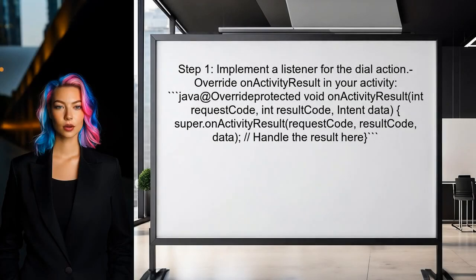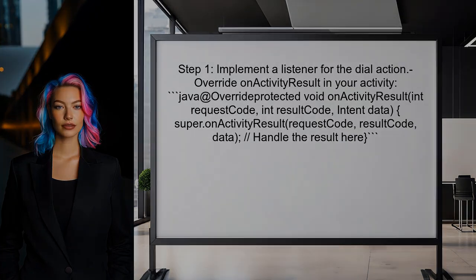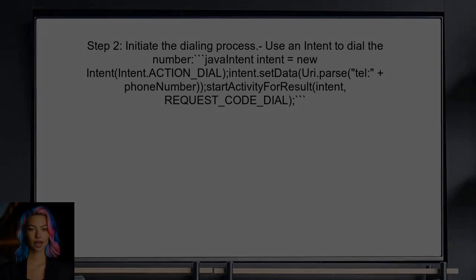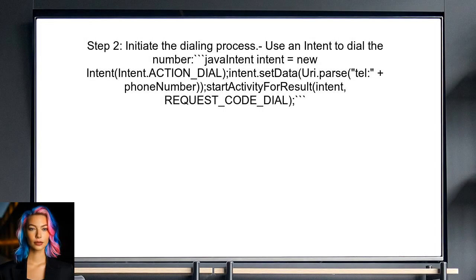To determine if the user actually pressed the dial button, the user can implement a listener for the dial action. This can be done by overriding the onActivityResult method in their activity. Next, the user should initiate the dialing process using an intent. This intent will allow the user to dial the number and return to the app once the call is initiated.